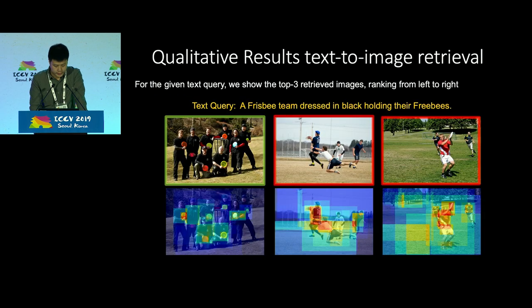We also show an example of image retrieval for the given text query with attention visualizations. Our model can well retrieve the ground truth images in the top three list with reasonable attention maps.